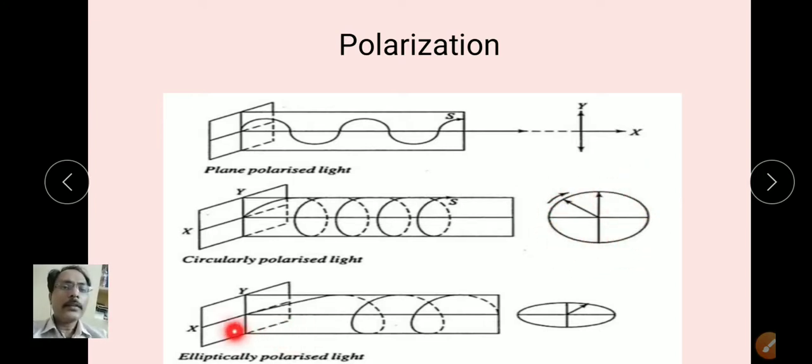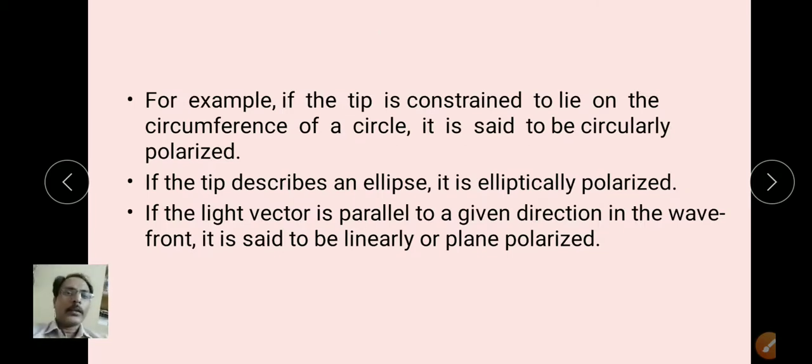And next is the elliptical polarization. This is the elliptical polarization. In a similar way as you see the circular, you can see the elliptical polarization here. So this is the elliptical polarizer. Okay, this is the explanation of that polarization.